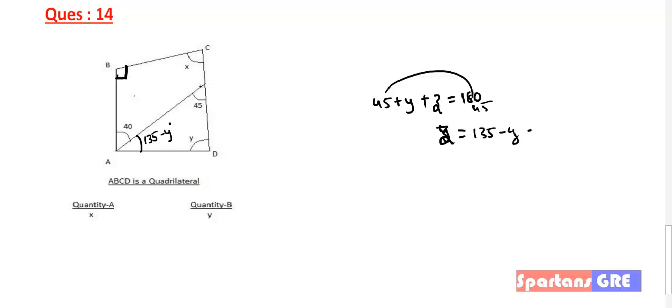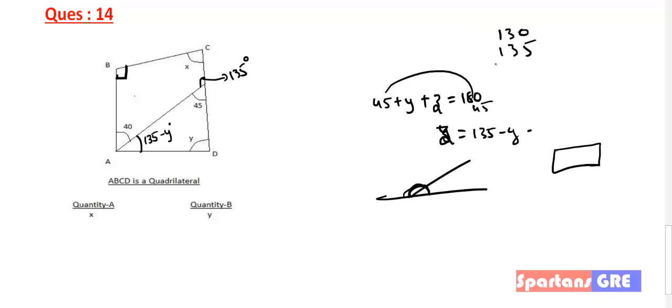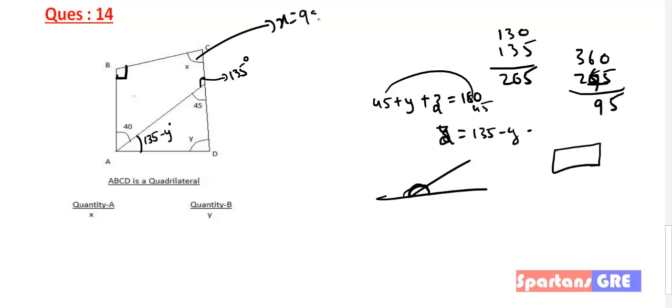So what about this angle? This angle will be 135 degrees, because in a straight line the angle is 180 degrees. So here 45 and this will be 135. And you also know in a quadrilateral the total internal angle will be 360 degrees. So here it is 90 plus 40, 130, 130 plus this one 130 plus 135, it is 265, and this x will be equal to 360 minus 265, which will be 95. So x will be 95 degrees.